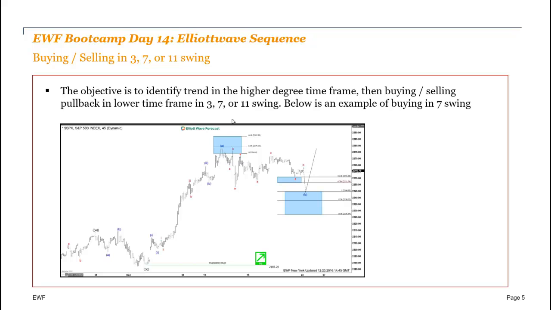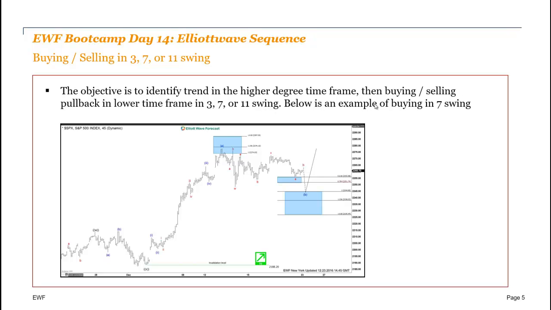So how do we use this in trading? We use this in trading with the idea of buying or selling in 3, 7, or 11 swing. So the objective is to identify a trend in the higher degree time frame, whether the trend in the higher degree is bullish or bearish. Once we identify that, we go to the lower time frame and we buy or sell the pullback in 3, 7, or 11 swing.